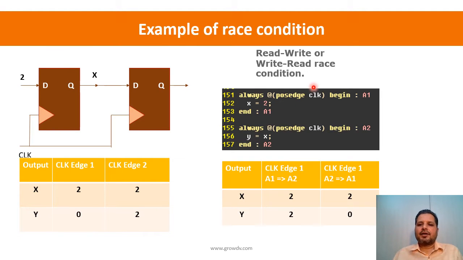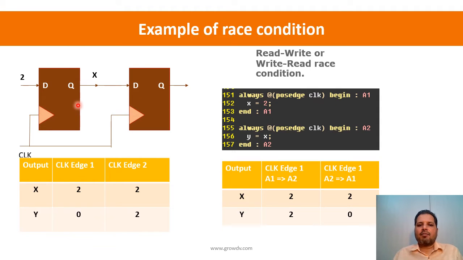There are different forms of race conditions, and here let's look at a read-write or write-read type of race condition. We had seen this particular circuit, and we were trying to understand whether we should be updating this output or sampling this input, and what happens if there is a difference in the ordering of doing those actions.